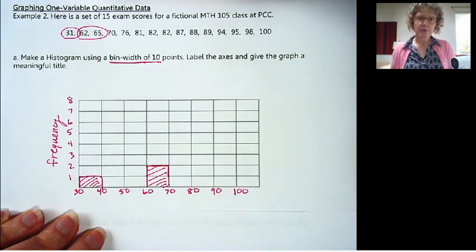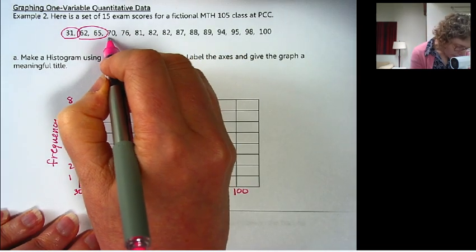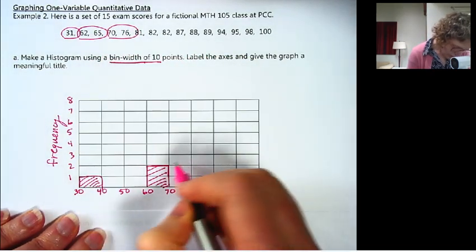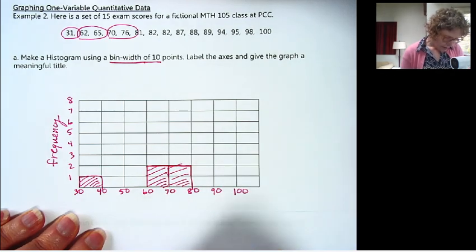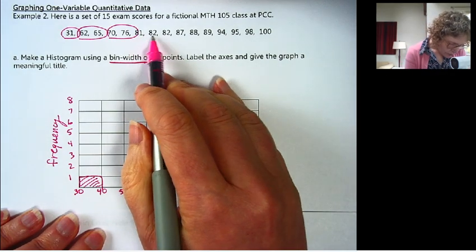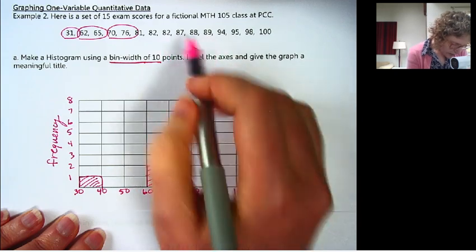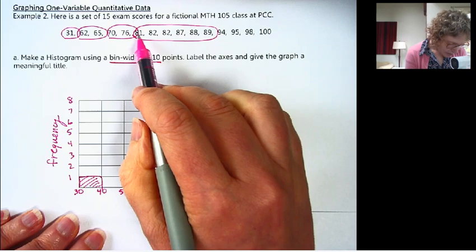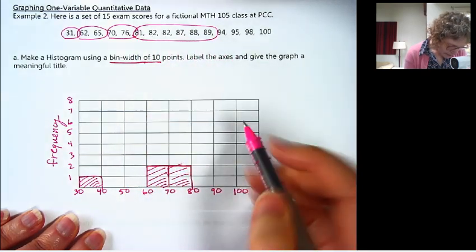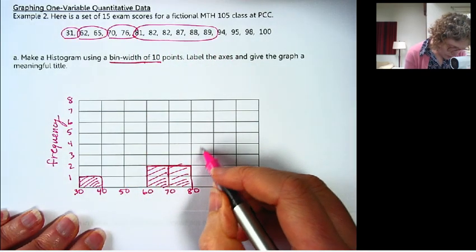Then we'll go up to the 70s. We also have 2 there. 80s, we have 1, 2, 3, 4, 5, 6. That's good. We're getting more as we go higher up. 1, 2, 3, 4, 5, 6.